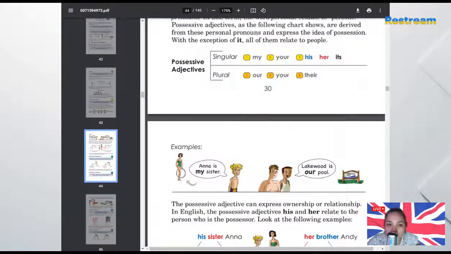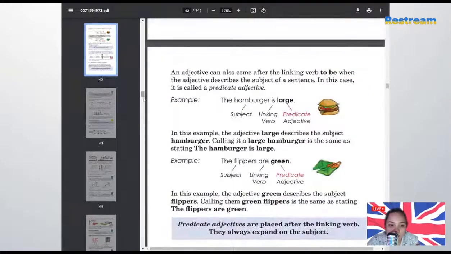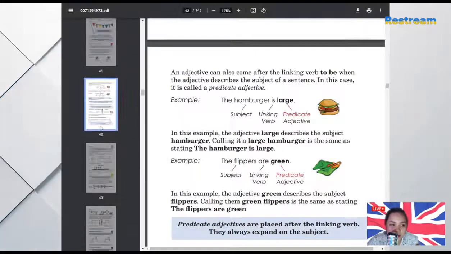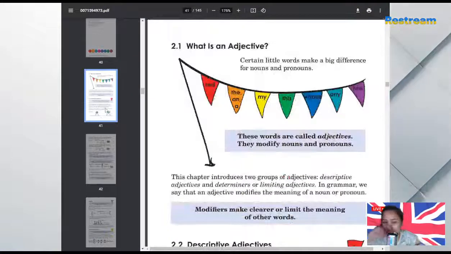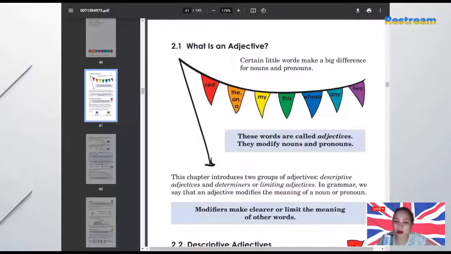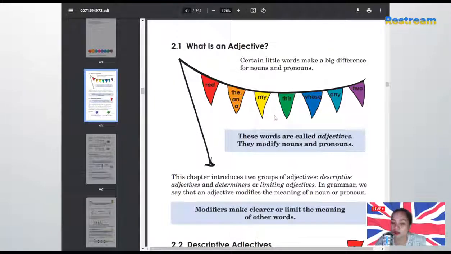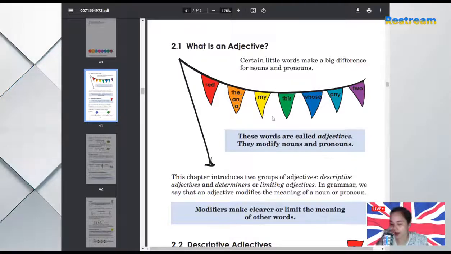So let's go back. Sorry. Let me go back there. So we started by asking the question, what is an adjective? Remember, when we say adjective, these are the words that are used to describe the pronoun and the noun in the sentence. So when we say describing, this is a modifier that modifies the noun or a pronoun.